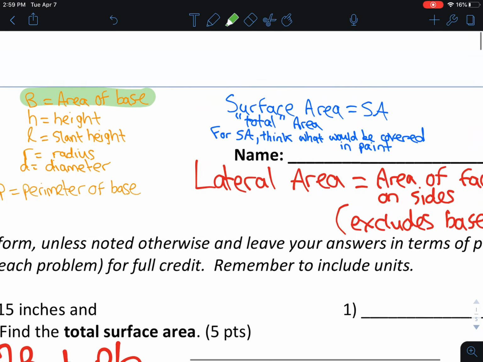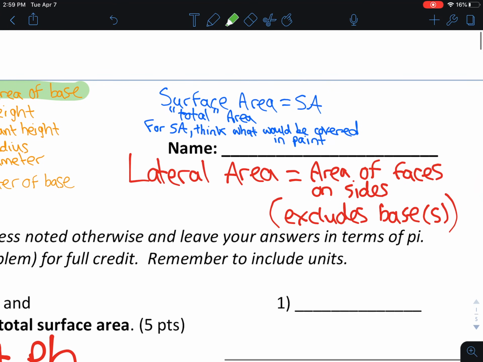One thing about surface area: the way I think about it is, if I was going to dump the shape in paint, what would be covered in paint? That's what I need to find. All those faces that are covered in paint are the areas I need to find. Also remember, lateral area is just the area of the sides. So whenever I ask about the lateral area, it's the areas of the sides, which means it's excluding the bases.